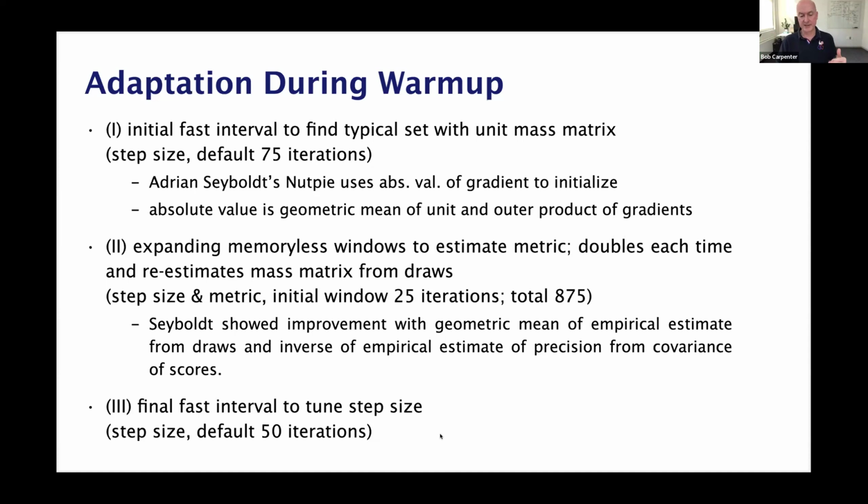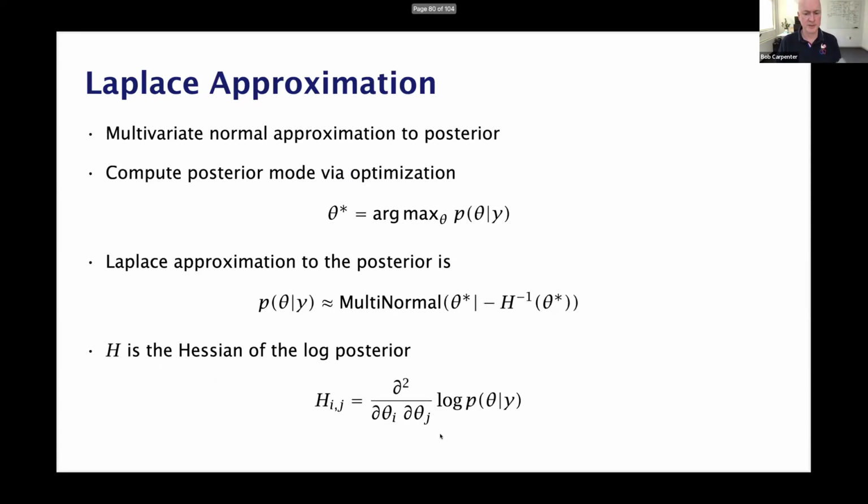And then there's a final fast interval that just does a fine tuning on step size that I think is 50. I think that's actually 100 iterations now. So other than that, we're just doing HMC the way it's sort of written in Michael Betancourt's paper and the way we've written it up more recently.